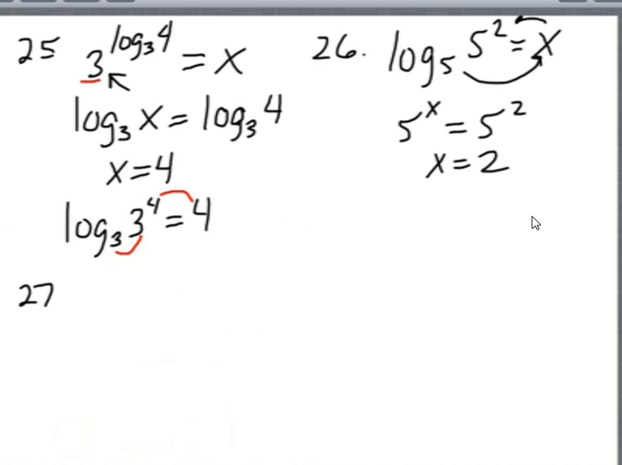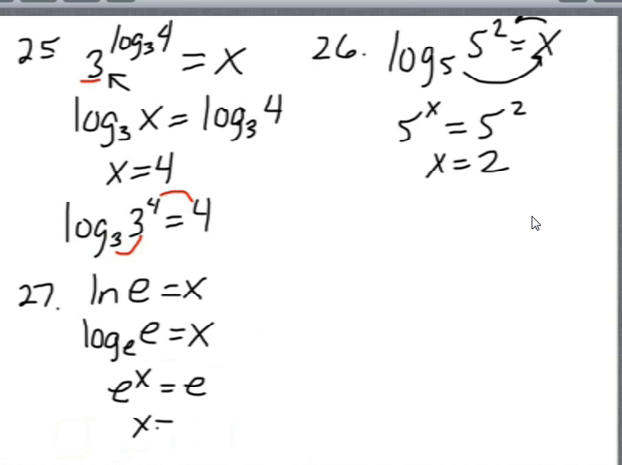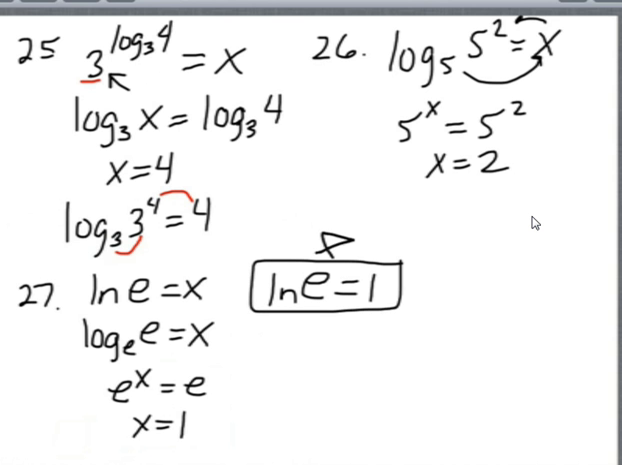Okay, let's look at 27 now. 27, natural log of e. You're going to be seeing this a lot. So let's think about what is natural log of e. Well, let's write this as log base e of e equals x. So e to the x equals e. x is 1. So I want you to remember that natural log of e equals 1. That's a very important thing to know. Natural log of e equals 1, because anytime you see natural log of e, you can simplify it to 1. And that's very handy in a lot of problems that we solve.